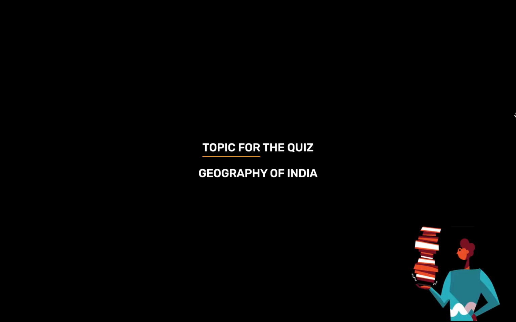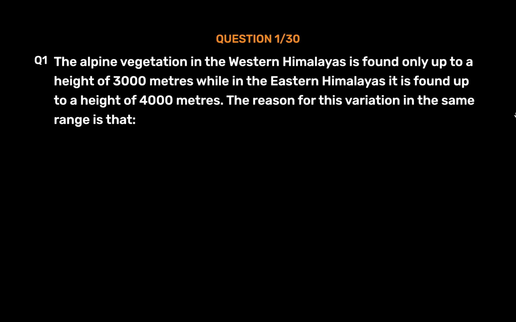Topic for today's quiz is Geography of India. Question number 1. The alpine vegetation in the Western Himalayas is found only up to a height of 3,000 meters, while in the Eastern Himalayas it is found up to a height of 4,000 meters.